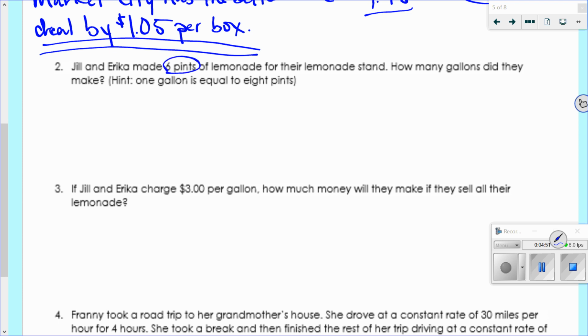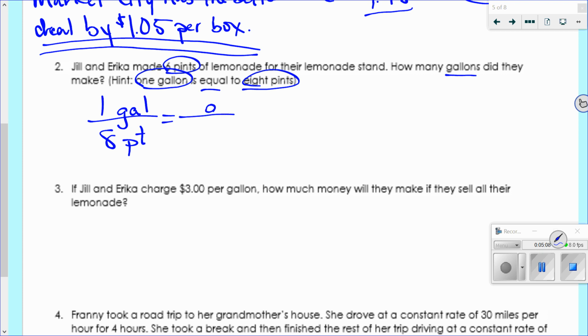Joe and Erica made 6 pints of lemonade for their lemonade stand. How many gallons did they make? Hint, 1 gallon is equal to 8 pints. So when I set this up, if you'll do the work we asked you to, it would say 1 gallon is 8 pints. And I know it's going to equal some number of gallons over 6 pints. How do I go from 8 to 6? Not minus. It's got to be multiply or divide. Divide by? Can't really tell, can you?